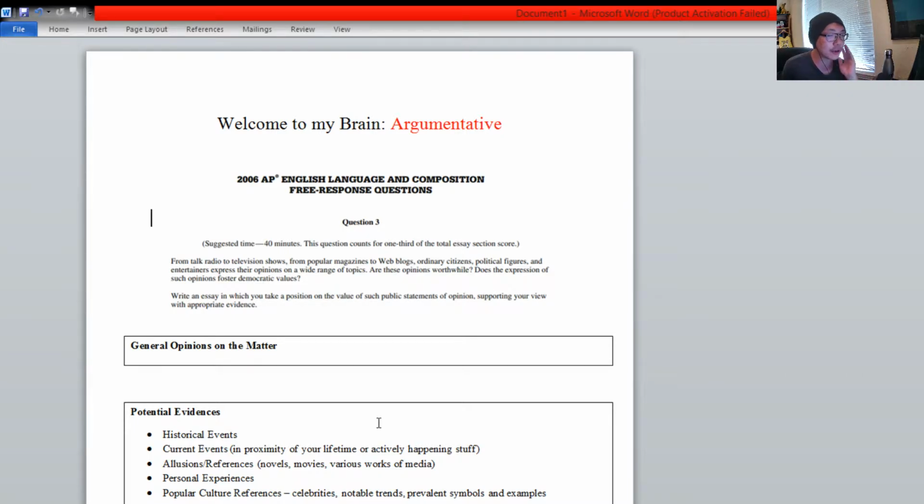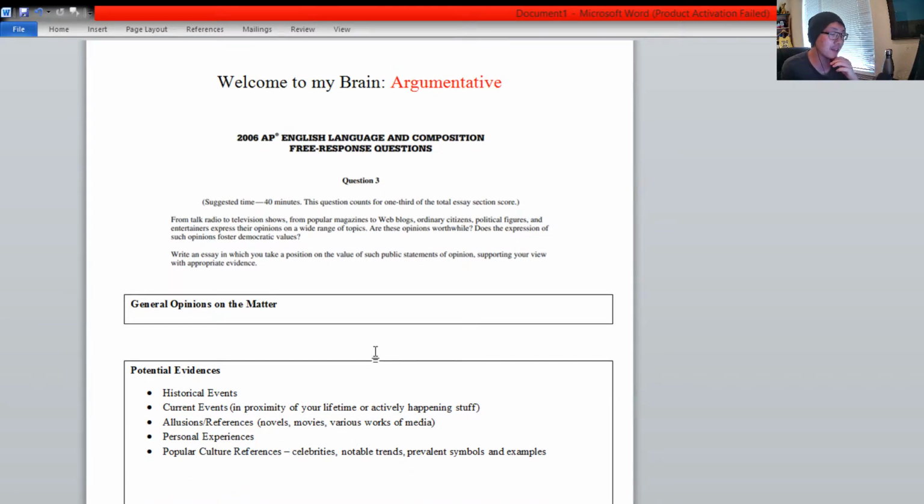So there are three categories that I'll usually do when I'm approaching the argumentative essay. I'll spend about, depending on the prompt, 5 to 10 minutes to brainstorm this stuff before going into the actual essay itself. Three sections being the general opinions on the matter, meaning how do I feel about this and where would I stand in terms of a stance.